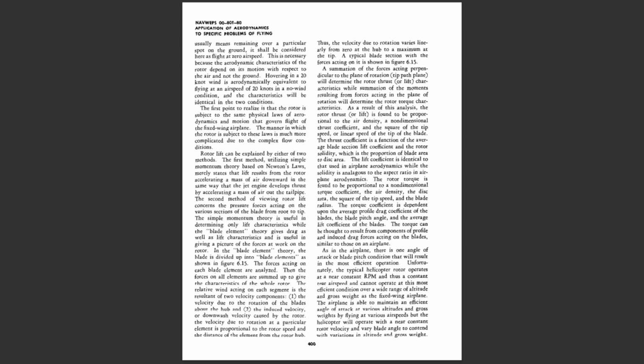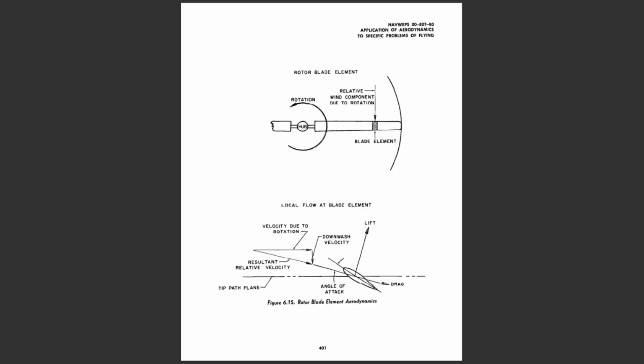Hovering in a 20-knot wind is aerodynamically equivalent to flying at an airspeed of 20 knots in a no-wind condition, and the characteristics will be identical in the two conditions. The first point to realize is that the rotor is subject to the same physical laws of aerodynamics and motion that govern flight of the fixed-wing airplane. The manner in which the rotor is subject to these laws is much more complicated due to the complex flow conditions. Rotor lift can be explained by either of two methods.